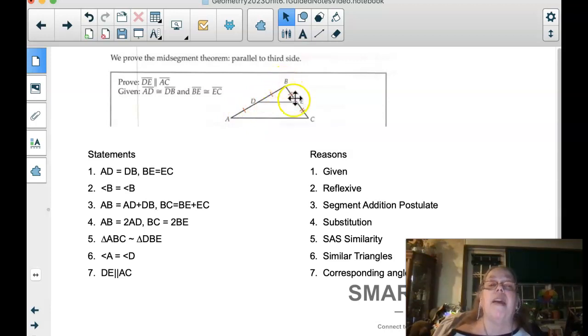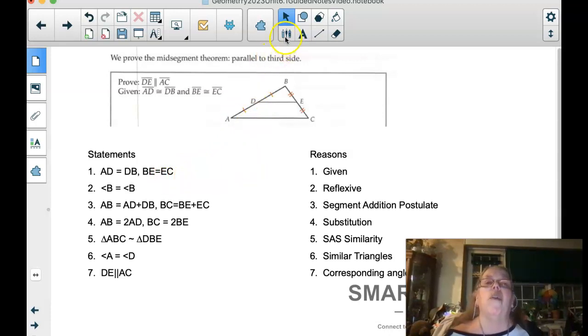We're given that BE is congruent to EC. So since this part and this part are congruent, that has to be the midpoint. Since this part and this part are congruent, D has to be the midpoint. All right, so we stated our given.